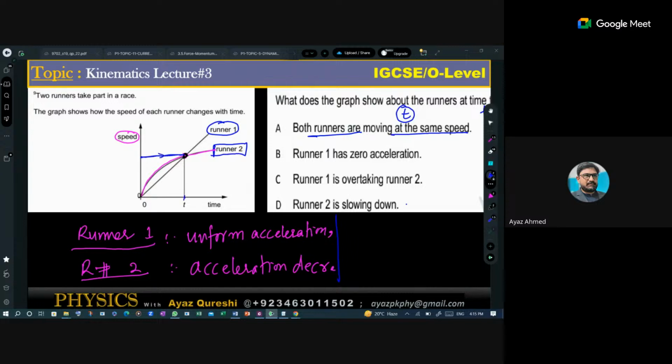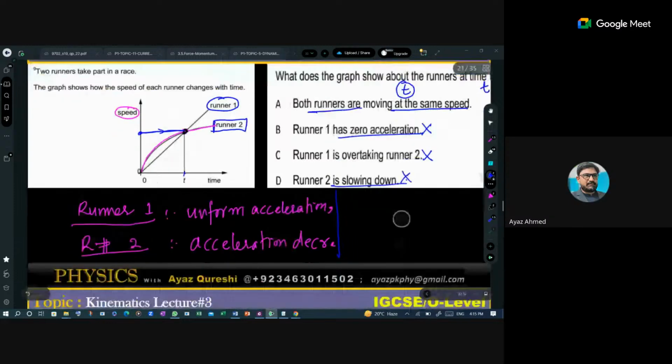Okay, got it? Yes, sir. Because runner A does not have zero acceleration, you cannot say that runner one is overtaking two, because distance is not clear from this. And runner two is not slowing down, but its acceleration is decreasing. Got it? Yes, sir. Okay. Next question.